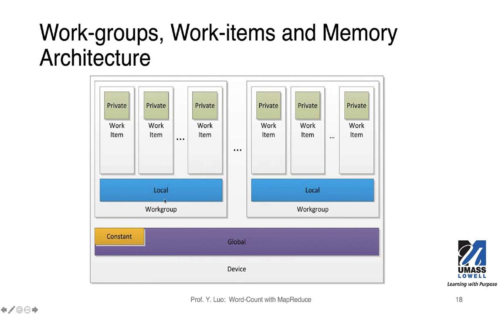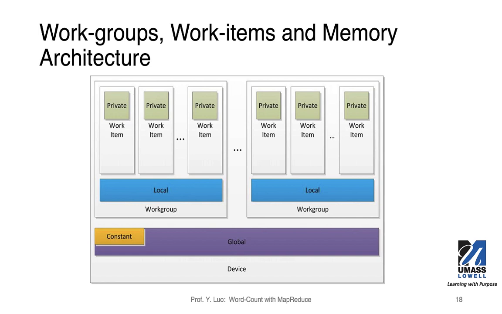Within each work group, we have local memory, and this local memory is faster than global memory, but smaller in size. And local memory is shared by all the work items in that work group. Local memory is not shared by work items across the work groups. Within each work item, it has its own private memory, which is the fastest, but the smallest in size.